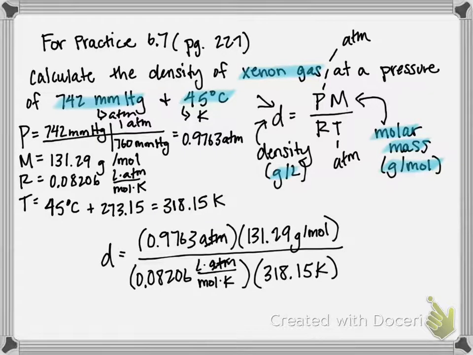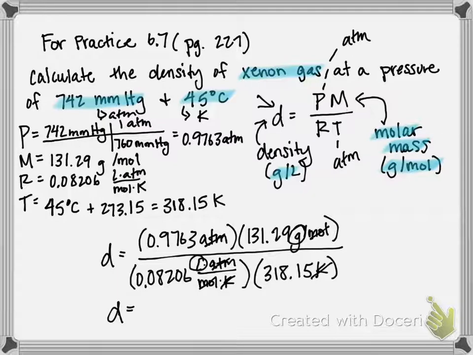So then we look at our units. Atmospheres cancel, moles cancel, Kelvins cancel. Only thing that doesn't cancel is grams per liter, which is what we're reporting our density unit in. So then D is equal to, plug all those numbers in, divide.